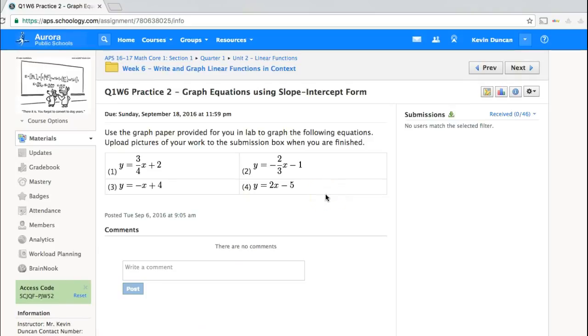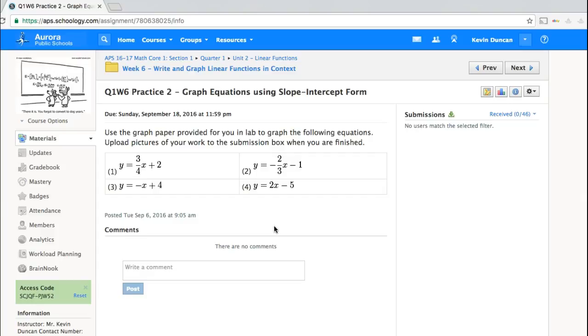For practice 2, there are 4 equations here that you have to graph. There is graph paper in the lab. It should be over on the bookcase. If you don't know where to find it, just ask a teacher and I'm sure they can help you. When you graph on there, make sure that you're labeling all the axes with X and Y and with numbers.